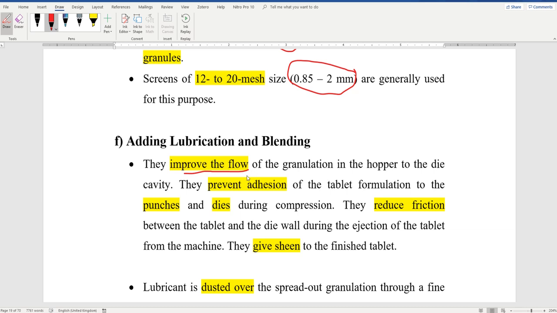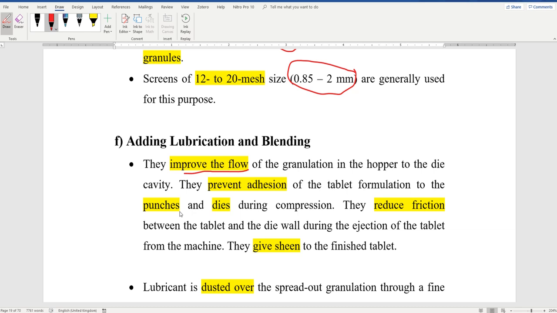Also, in addition to glidant, you will add lubricants and anti-adherents to prevent the tablet formulation from sticking to the punches. You have a lower punch and an upper punch that will compress the granules. If they stick to the punches, then you will have a tablet with a rough surface, pitted surfaces.